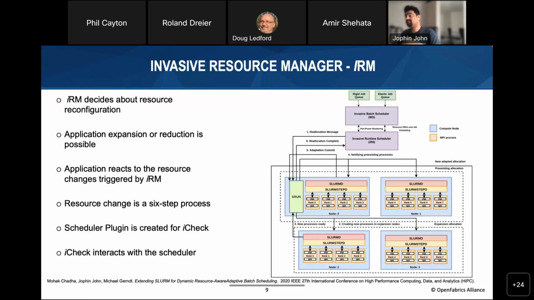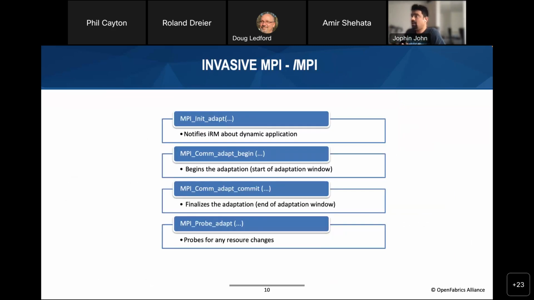And with respect to iCheck, we have an iCheck aware invasive runtime scheduler, which can give these compute nodes to our checkpoint system if needed. So I will explain in detail in the coming slides. So this is the outlook of IRM. And then we move to IMPI, or invasive MPI.